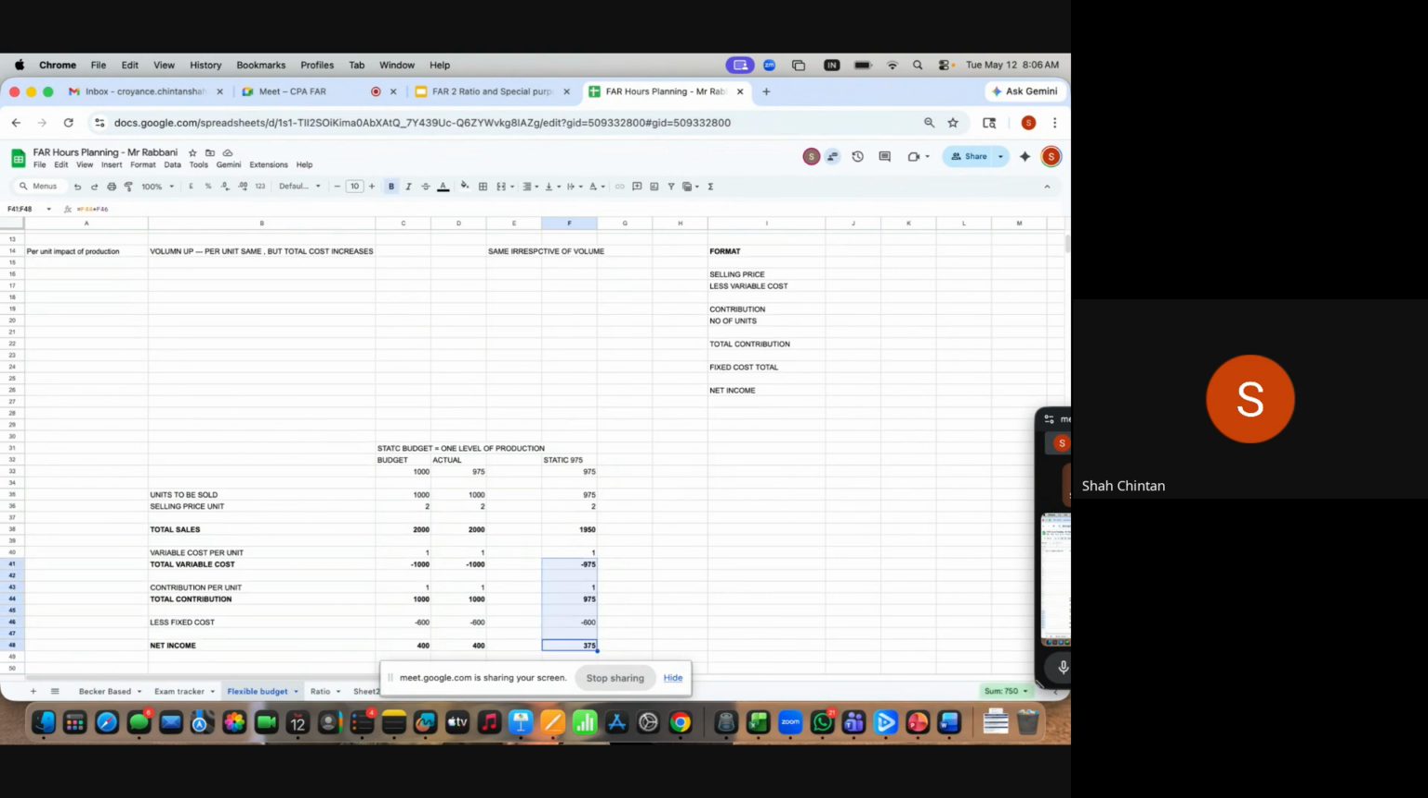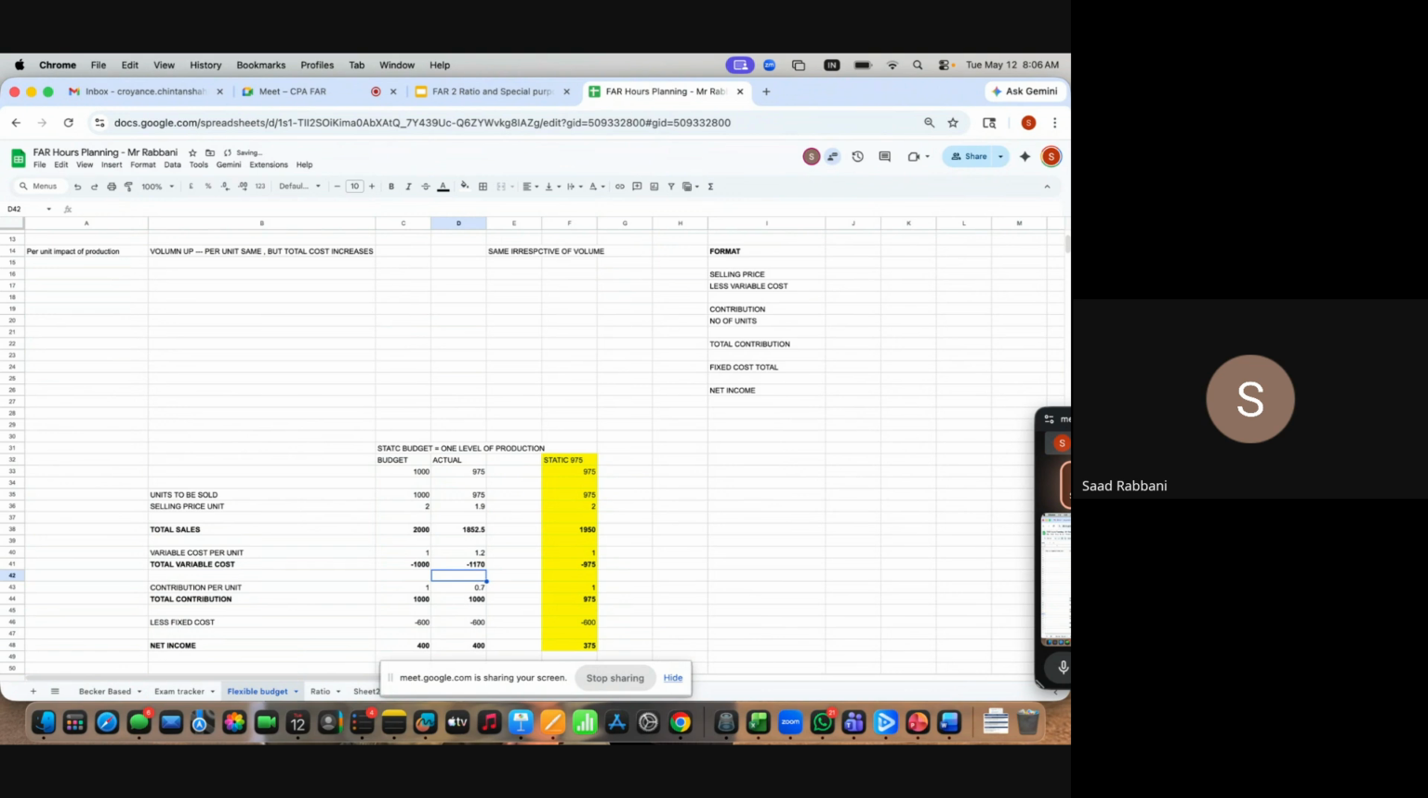Now you want to compare the static budget of 975 units with the actual performance of 975 units. Let's say in reality the company sold 975 units, but the company sold it for $1.9 only, not $2. And the variable cost of the company was $1.2, not $1.